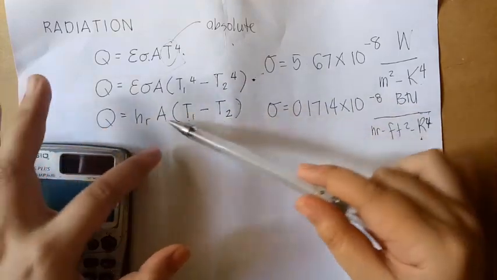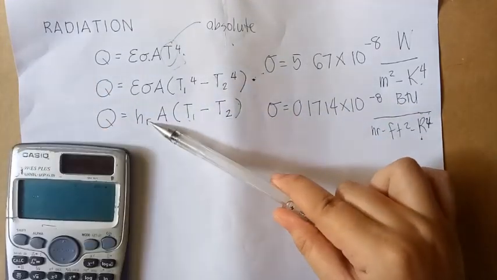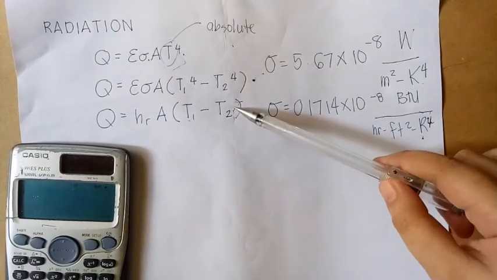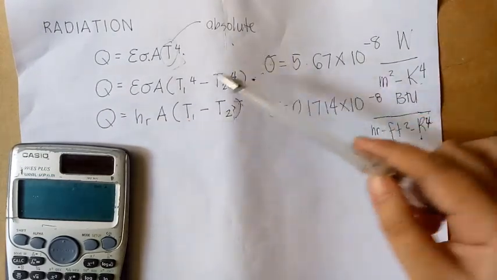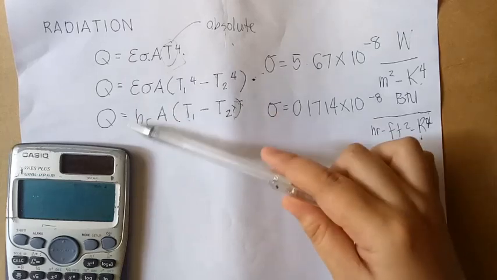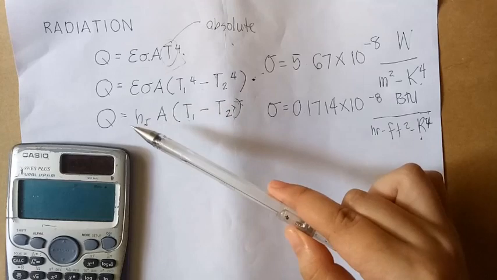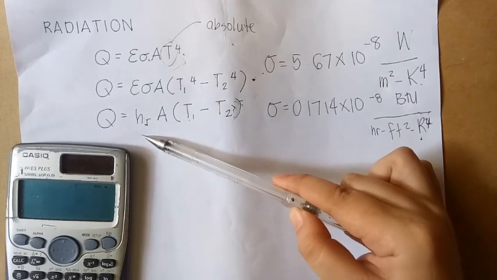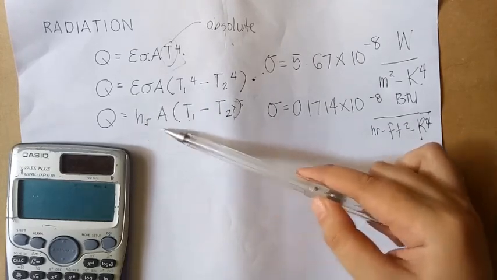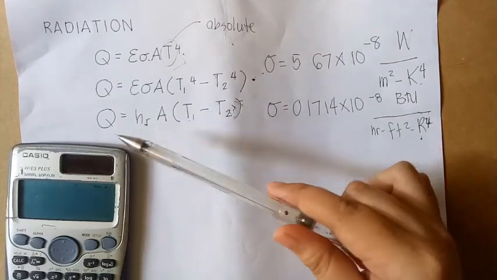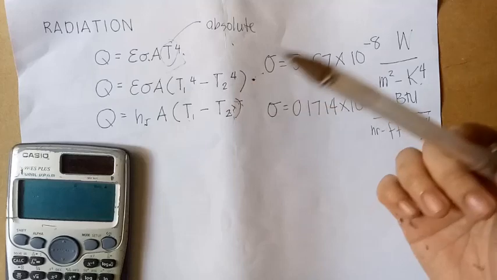And lastly, we have H sub R times A times T1 minus T2. Ito kamukha nung formula natin for convection, which is yung HAT. So, dito naman, sa halip na convective heat transfer coefficient, ang gagamitin natin is yung heat transfer coefficient due to radiation, kaya H sub R. Same lang sila ng formula, pero magkaiba yung values ng for convection tsaka yung for radiation.